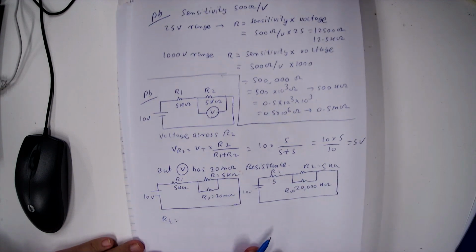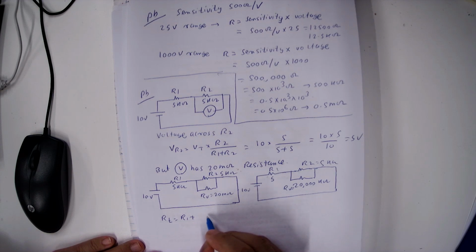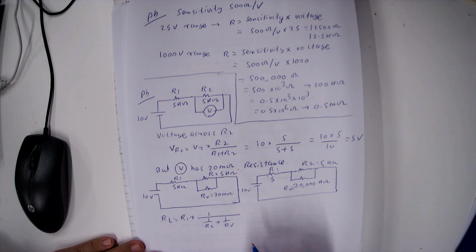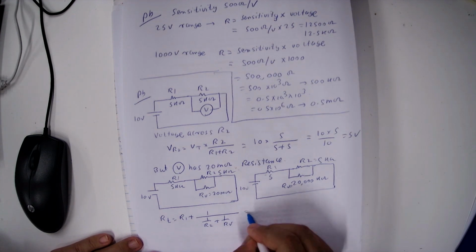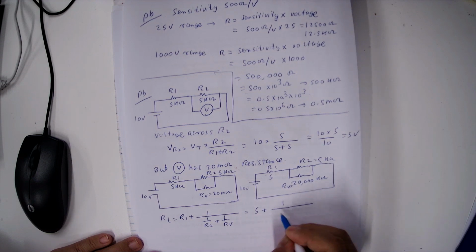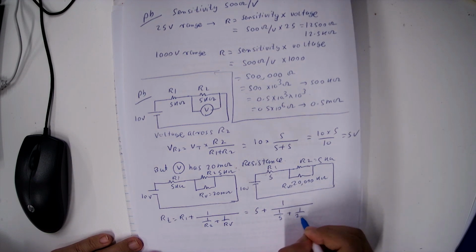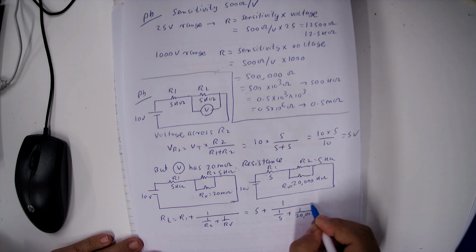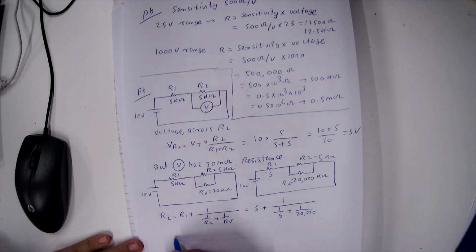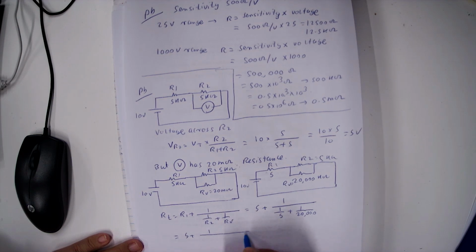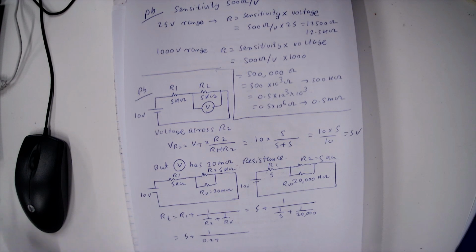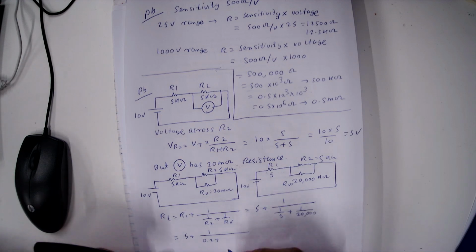Therefore, R total is equal to R1 plus 1 divided by (1 by R2 plus 1 by RV). The equation we have to write down. So R1 is 5, then 1 divided by (1 by R2 is 1 by 5, 1 by RV is 1 by 20,000). So that will be 5 plus, 1 by 5 is 0.2, 1 by 20,000 is 0.00005.